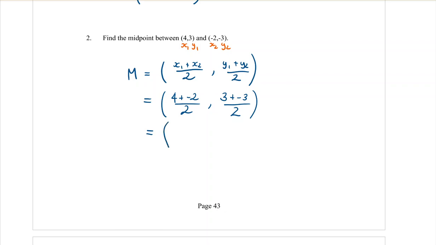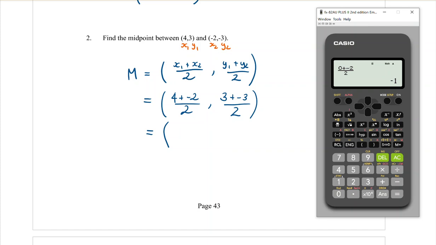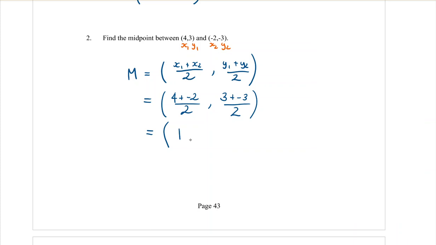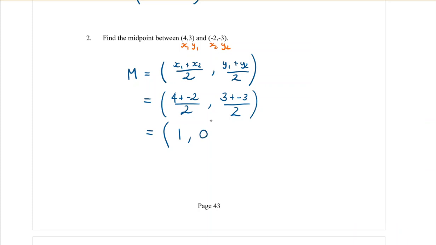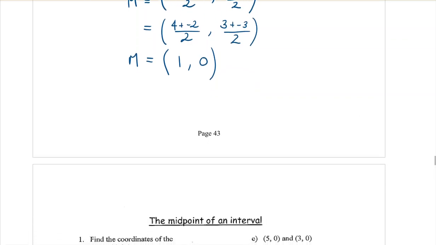So the third step is to type each fraction in one at a time into your calculator. So leave the bracket, type your fraction button. We want 4 plus -2 over 2 equals, okay, that one equals 1, comma. Type in your second fraction, 3 plus -3 over 2 equals 0. Okay, so the midpoint was the point 1, 0. So you're just going to be using that formula over and over again.